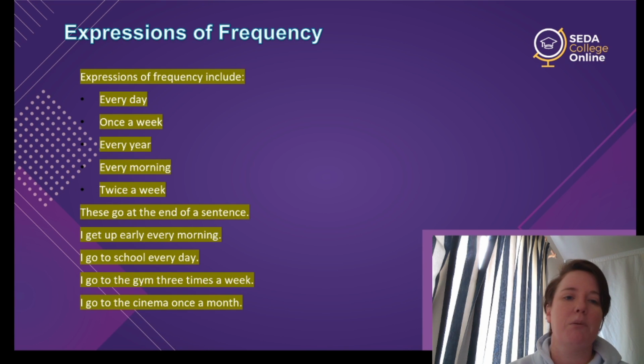Now, expressions of frequency. So what do we use? And you may have some yourself, okay? I've just written down a few. Every day, once a week, every year, every morning, twice a week. These go at the end of the sentence.